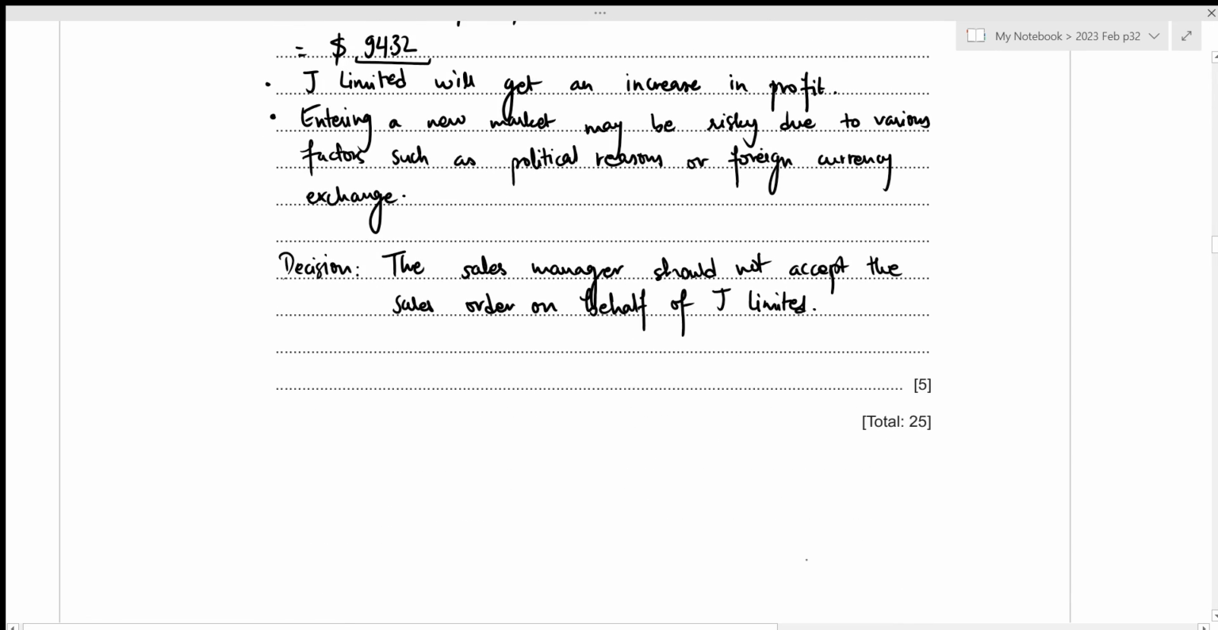Alright, this concludes the fifth part of this question as well as the entire question number 1 of 2023 February-March paper 3-2.